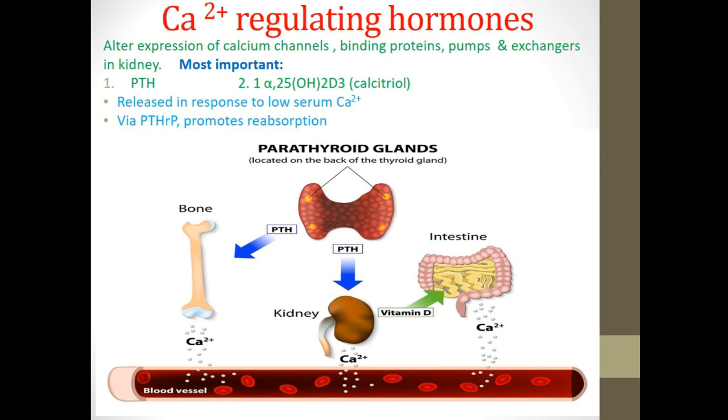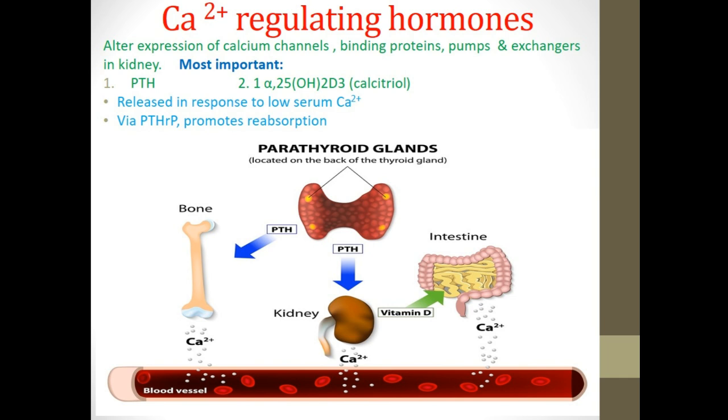The two most important hormones which regulate the calcium ion: the first one is parathyroid hormone, PTH. The second one is called calcitriol. Calcitriol is nothing but 1-alpha 25 hydroxy D3. So this is commonly known as calcitriol. This calcitriol is another hormone like PTH. These two hormones are the most important hormones. They are going to regulate calcium level in the body.